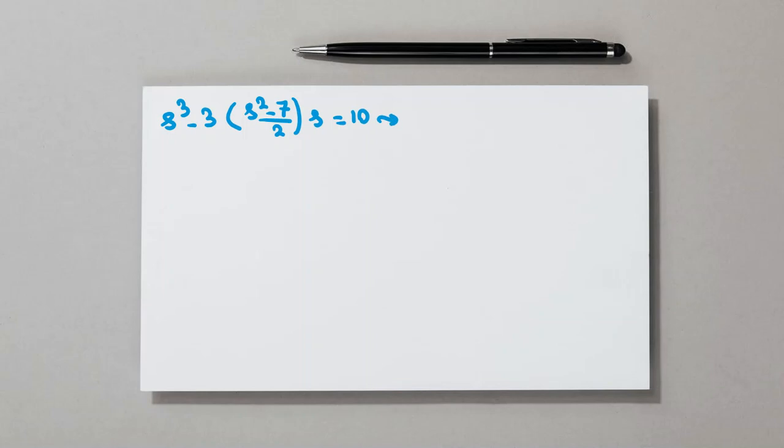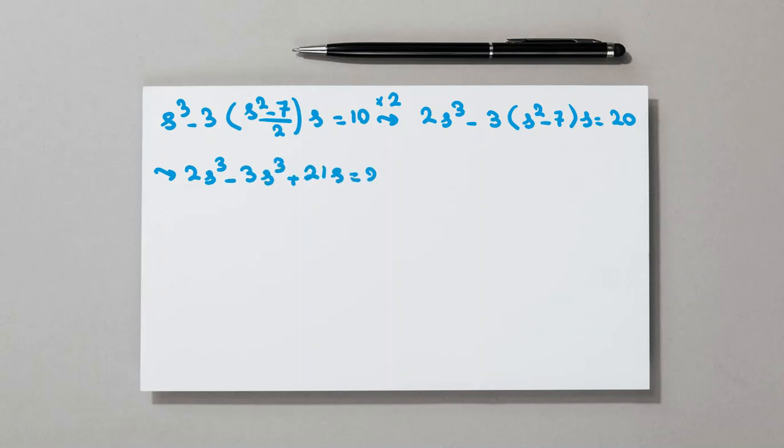Okay, now we multiply both sides by 2. It will be 2s cubed minus 3 times (s squared minus 7) times s equals 20. Next step, we say 2s cubed minus 3s cubed plus 21s equals 20. Now we take all things to the left-hand side or right-hand side. 2s cubed minus 3s cubed is negative s cubed. When you take it to the right-hand side, it will be s cubed minus 21s plus 20.